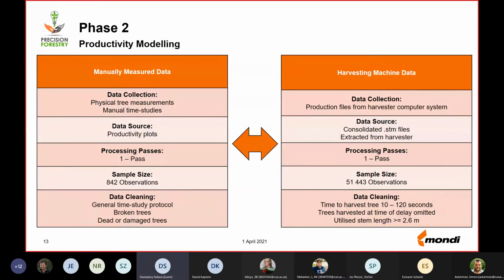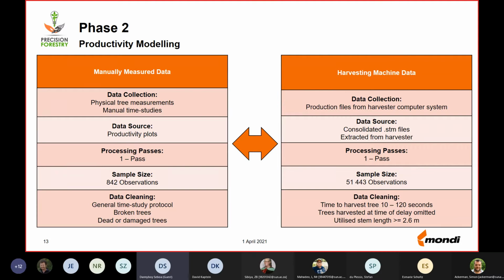Let's look at our second objective, where we model productivity for manually measured data and harvesting machine data. For manually measured data, this is just the data we collected from all our physical tree measurements, including manual time studies. Our sample size here was about 842 observations.